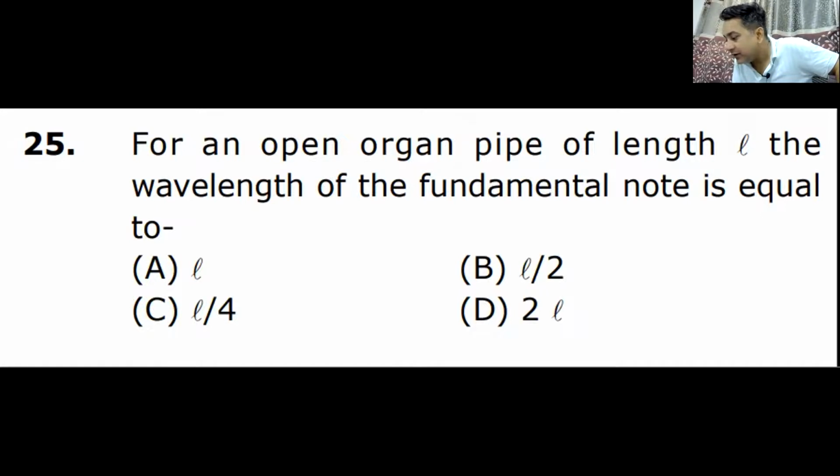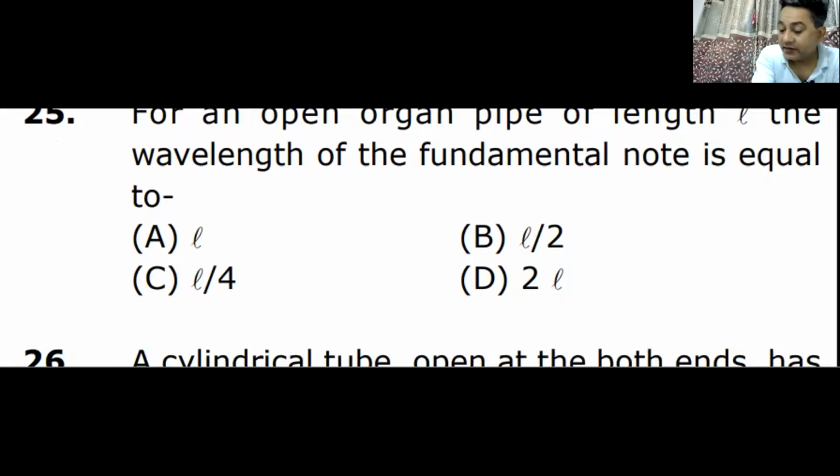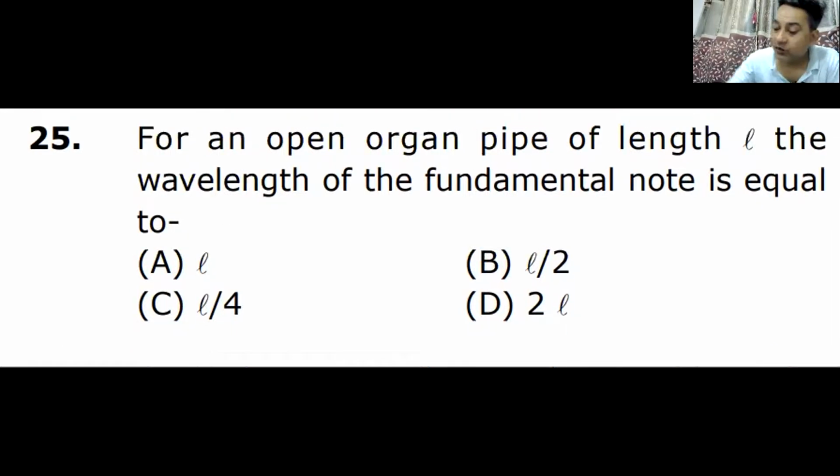Remember, for an open organ pipe, you have antinode at one end, antinode at the other end. Distance between two antinodes is lambda by 2, bacha, not lambda by 4. For a closed pipe, you have one node and one antinode. The answer is 4 lambda. For an open organ pipe, the length is L by 2, so the answer for lambda becomes 2L.